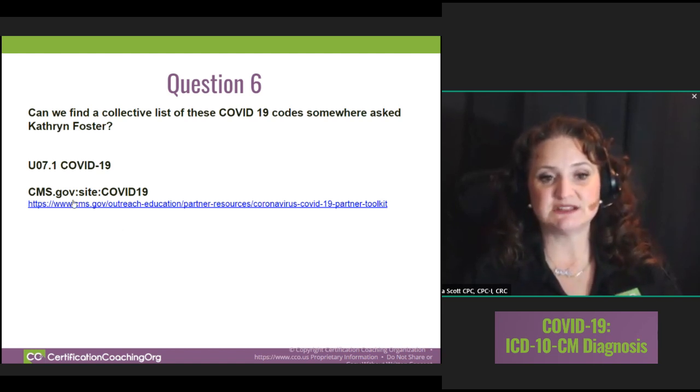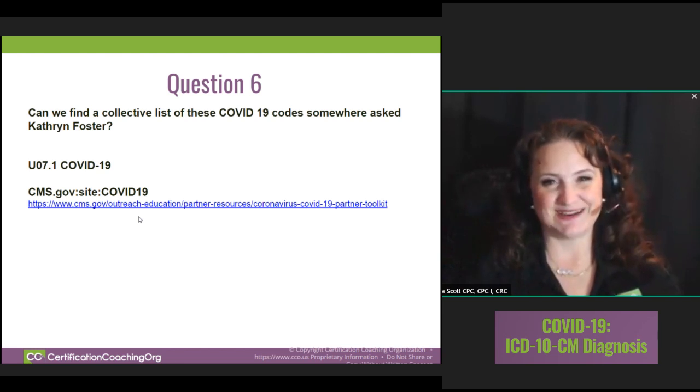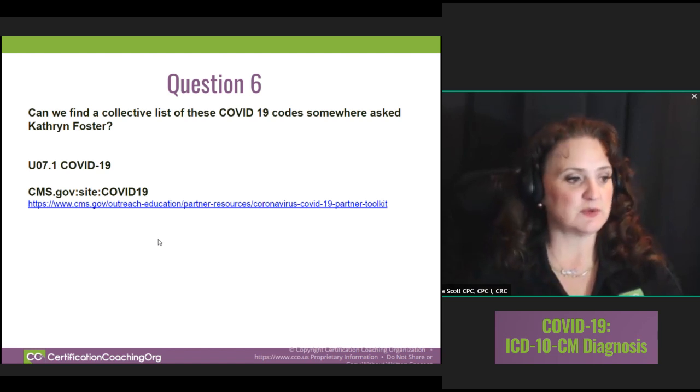But this is where you would go. You can go to cms.gov, put in COVID-19, and this is where I got that toolkit that I just showed you, but everything that you need to know is going to be there. Yeah. The AHIMA has some really, really good stuff pumped out too, so you might check in with AHIMA. I've been kind of following along with them.